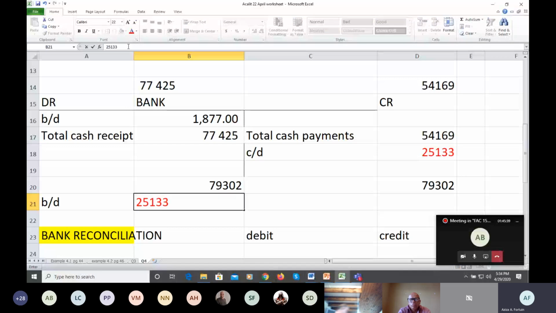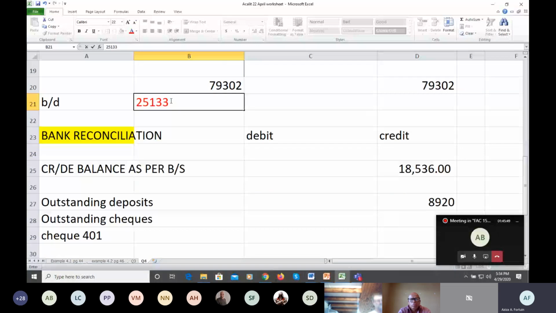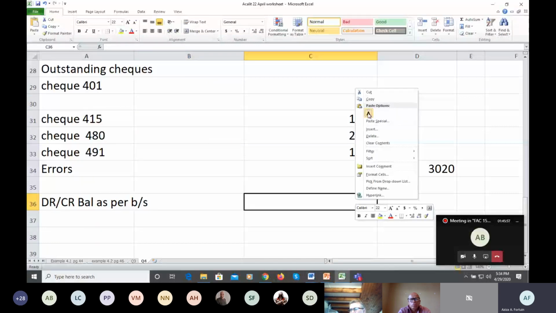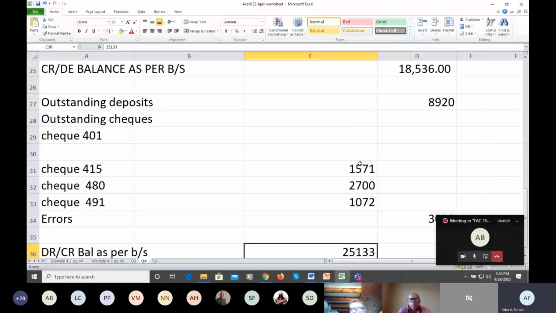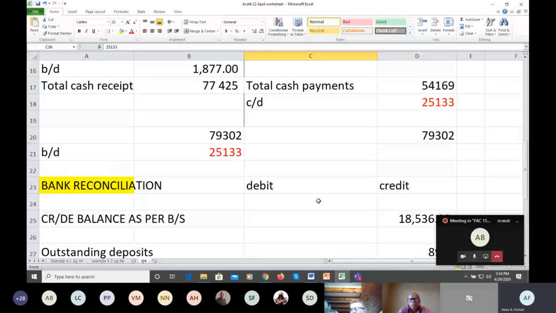Now that 25,133, remember it's now my debit side, okay? So I'm going to put it on my debit side again. So I'm going to copy it over and I'm going to put it here. Okay? So if it's a debit balance, you're going to put it on the debit side. If it's a credit, you're going to put it on the credit side. I am balancing it out on my credit side, but at the beginning of the month, it's a debit balance. So I'm going to enter it on my debit side.